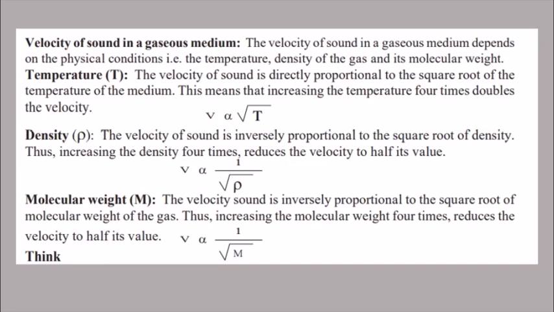Then in the second example, we can see that for density, V is inversely proportional to 1 upon root of density. So this is how you can write, and when you are calculating, we use the same formulas. Next we have the molecular weight. The velocity of sound is inversely proportional to the square root of the molecular weight, so V is inversely proportional to 1 upon root of m. When writing directly proportional, we do not write 1 upon, and when writing inversely proportional, we write 1 upon.